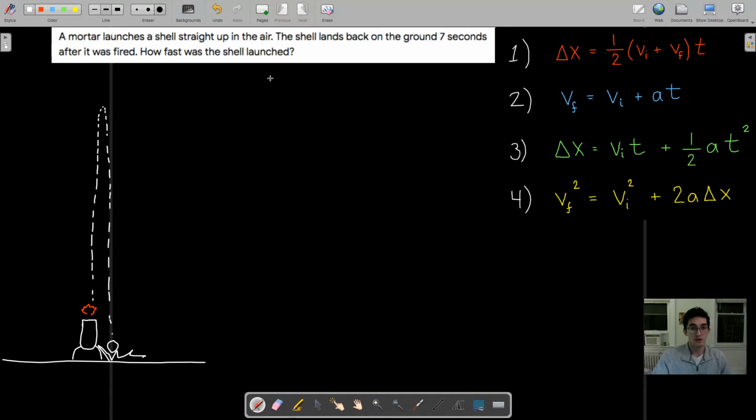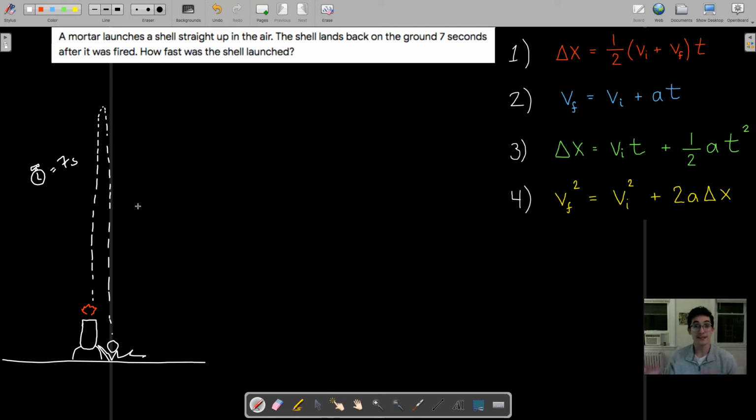Now we also know that the shell lands back on the ground 7 seconds later. So after a time of 7 seconds, the mortar shell lands. So it takes 7 seconds to complete this whole rainbow arc, up and back down, okay? So we want to know, how fast was the shell launched? Okay, well, we have our picture.